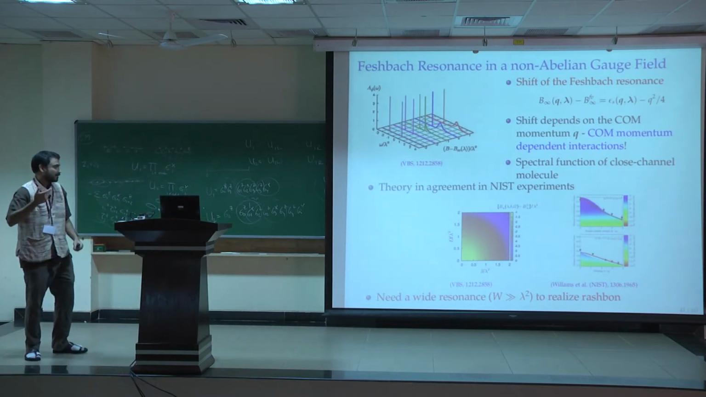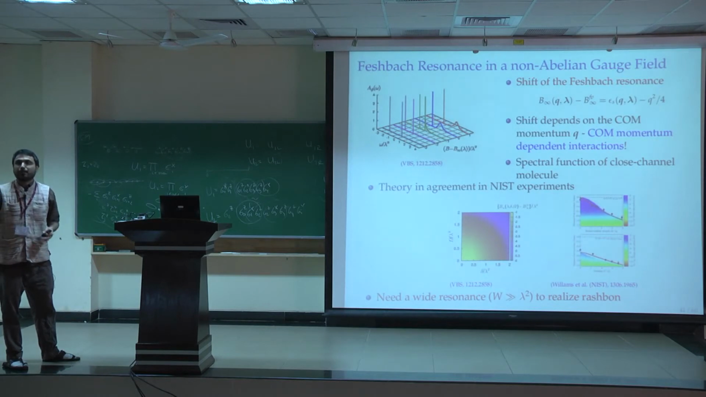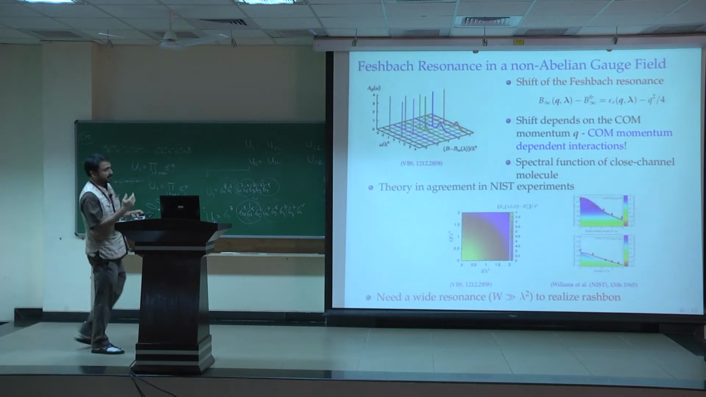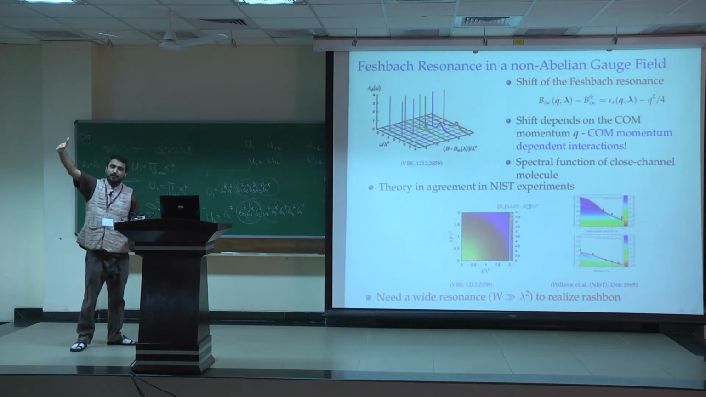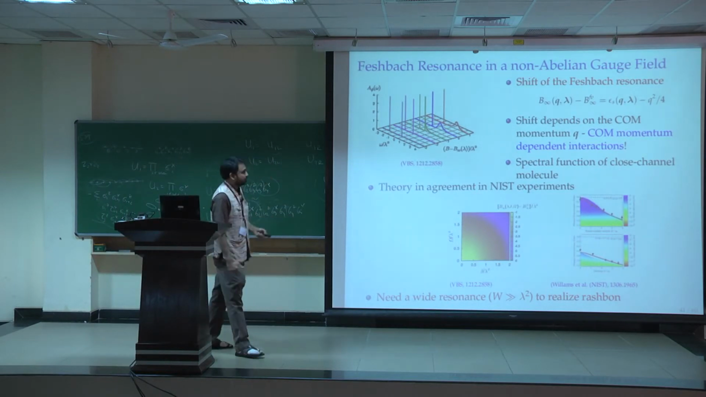Okay, this is for the cold atom experts. So there is a width of the resonance. And if you want to realize this Rashba bound state, the width has to be much greater than the spin orbit coupling scale squared, right? Otherwise, you will not get this Rashba bound state. The reason for that is that the closed channel boson will actually strongly hybridize with the state and destroy the Rashba bound state. Okay, so that's the message here.